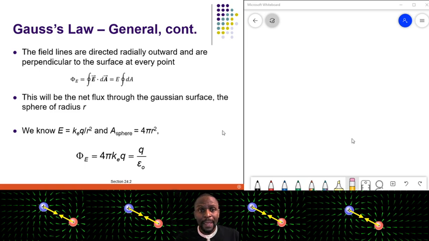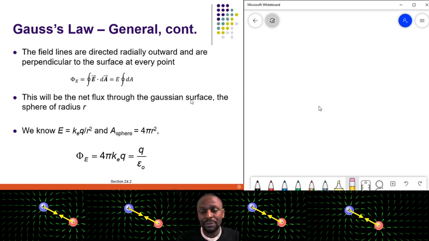Good. Now the field lines are directly radial outwards and are perpendicular to the surface at every point. Now, as a result, the flux can be given by this equation, but E dot dA can just be written as E and dA just as magnitude, but the electric field is always constant, therefore it can be taken outside the integral. Now, this is very simple.